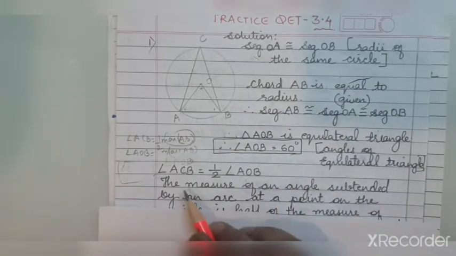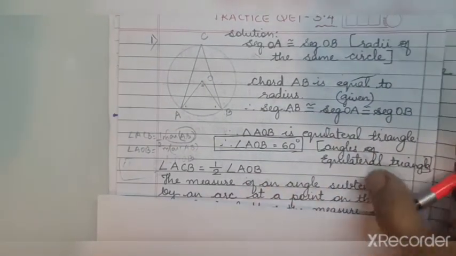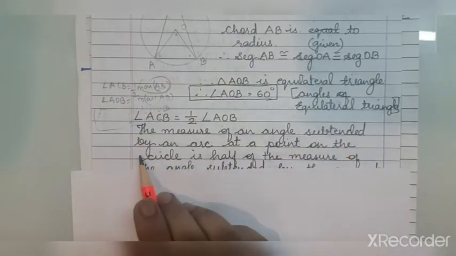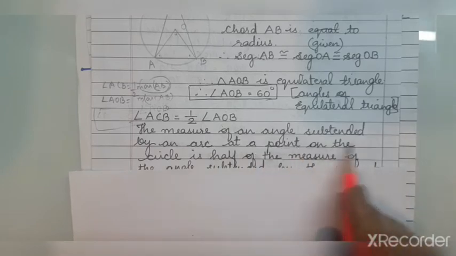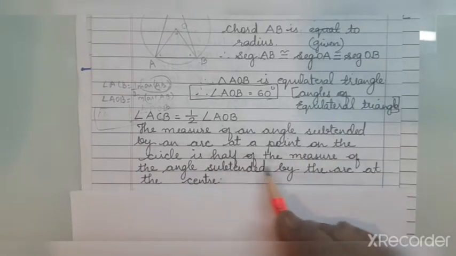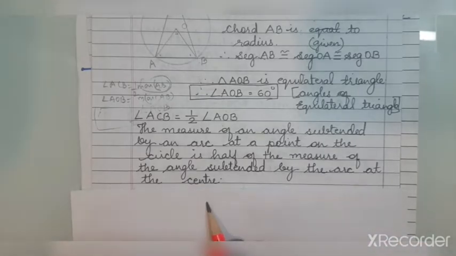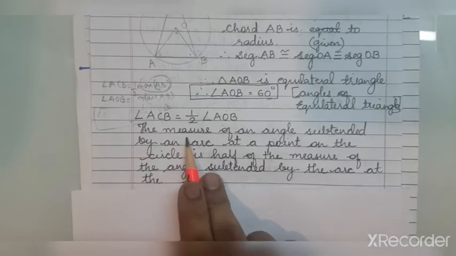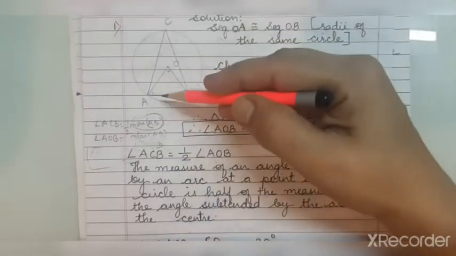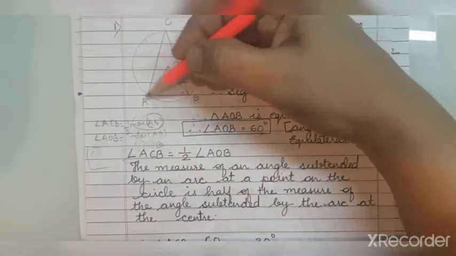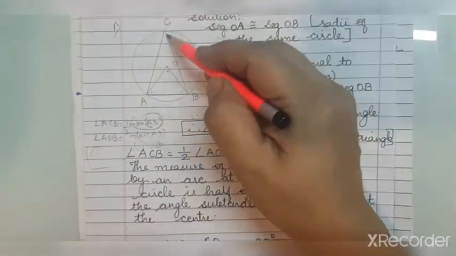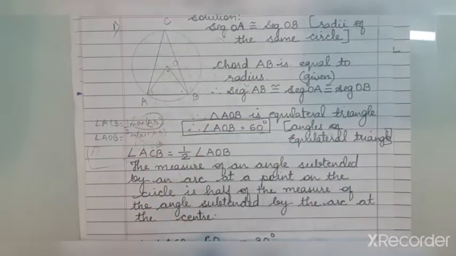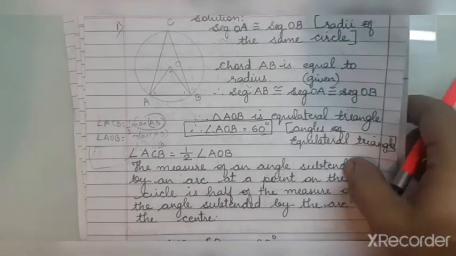Clear? So that we have written directly, and for the reason, please understand how you will write the statement. The measure of an angle subtended by an arc at a point on the circle is half of the measure of the angle subtended by the arc at the center. So you need to write this property and explain why you have used this. Clear? So the measure of the angle subtended by arc AB at this point is equal to half of the measure of the angle subtended at the center.